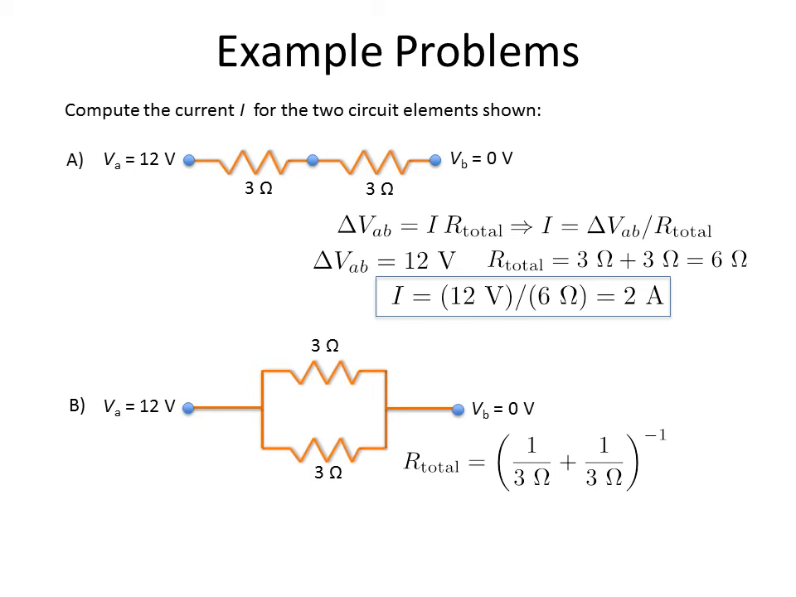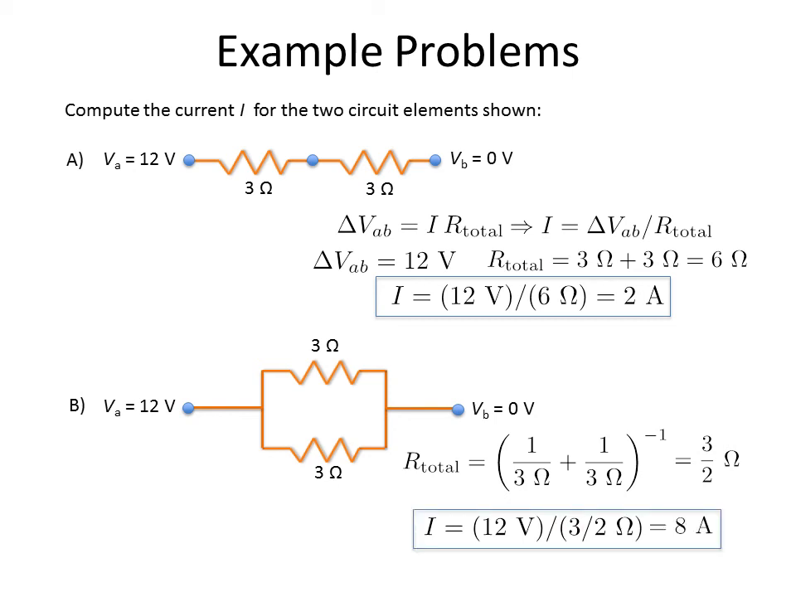So for our equivalent resistance, 1 over the resistance is equal to 1 over the first resistor plus 1 over the second resistor, or 1 over 3 ohms plus 1 over 3 ohms, raised to the -1, will give us our equivalent resistance. This turns out to be 3/2 of an ohm. So again, our current is equal to our 12 volt drop divided by 3/2 ohms, which gives us 8 amps.